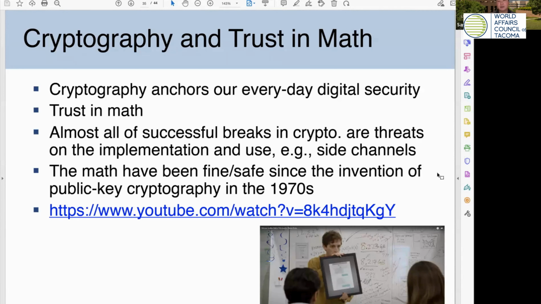One example of that is this field called side channel. It's a big field. So far, the math has been robust. Since the invention of public key cryptography in the 1970s, thanks to Diffie and Hellman from Stanford, it has been robust. But now we're actually starting to see a crack in that.